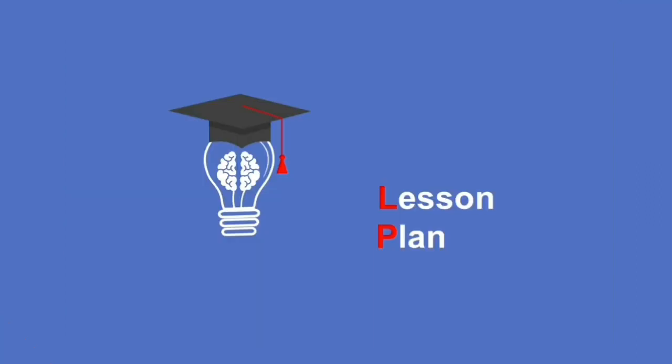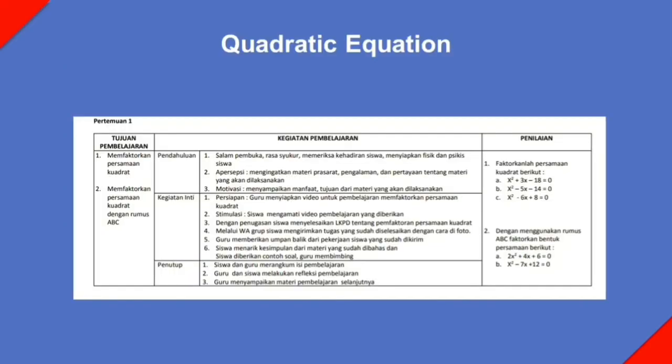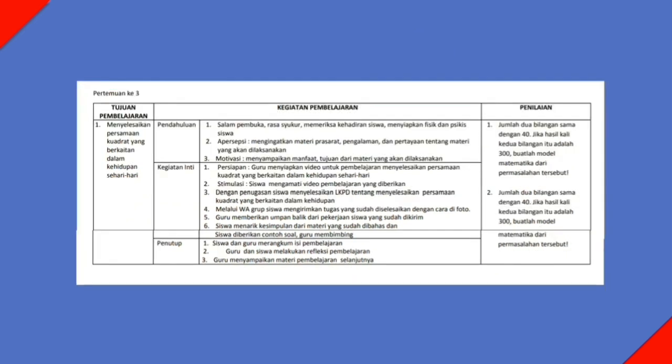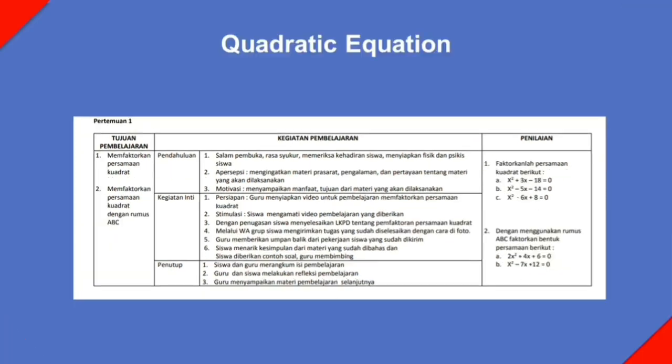The next is about lesson plan or RPP. The first lesson plan is about quadratic equation. The RPP that is shown consists of 3 meetings, and every meeting consists of different learning goal, learning activity, and grading or scoring. In learning goals, there are points that must be achieved by students, and in learning activities we can see that this point explains how to do the class.